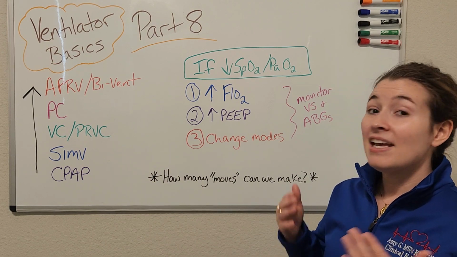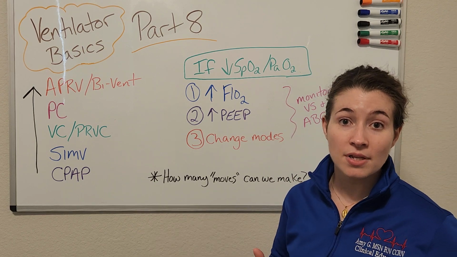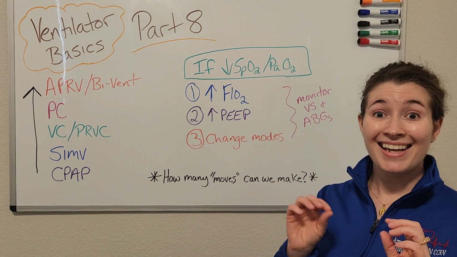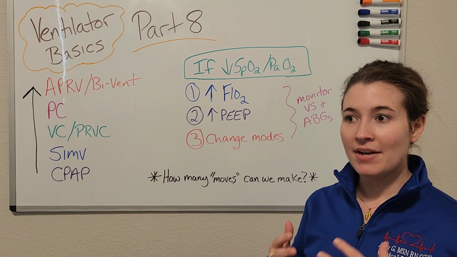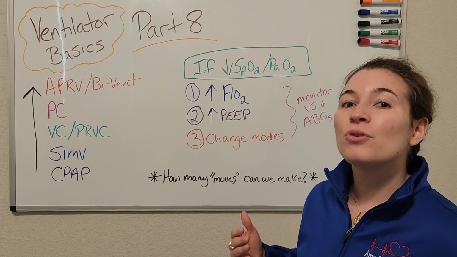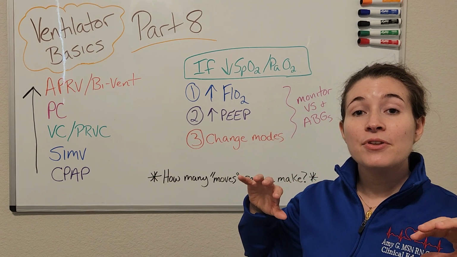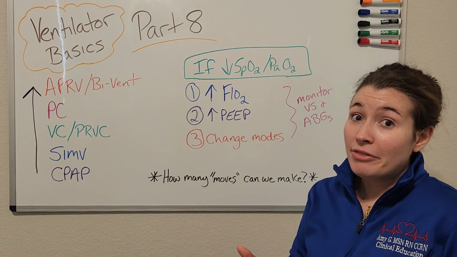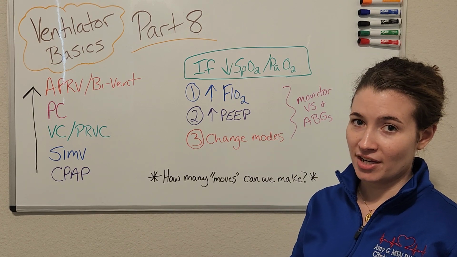Maybe their body at that moment in time just needs a little bit more oxygen to get them over that hump. If that doesn't work, the next intervention that's most likely to happen is the RT or the provider can increase the PEEP on the ventilator. And remember, PEEP improves oxygenation, so the PEEP setting is going to keep those lungs open even more. And that's going to theoretically increase the amount of oxygen levels for your patient.